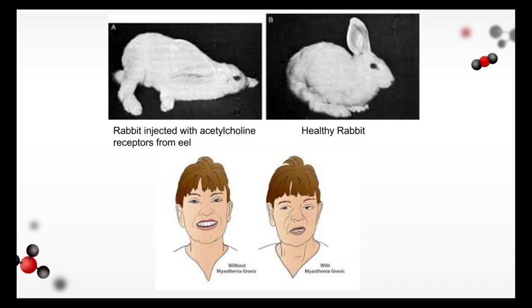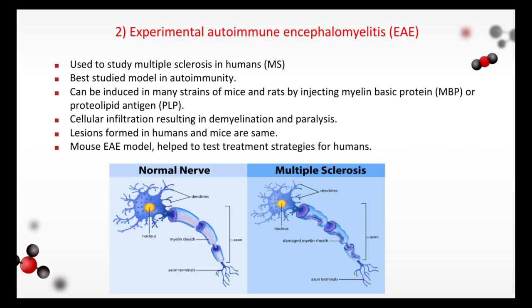Our next animal model is experimental autoimmune encephalomyelitis or EAE. This model is used to study multiple sclerosis in humans. So what is multiple sclerosis? In multiple sclerosis, the immune system attacks the protective covering of nerves. Nerves have a protective covering made up of myelin, and it is called the myelin sheath. The immune system attacks this myelin sheath, which leads to communication problems between brain and other parts of the body. This EAE model is the most and the best studied model in immunology.